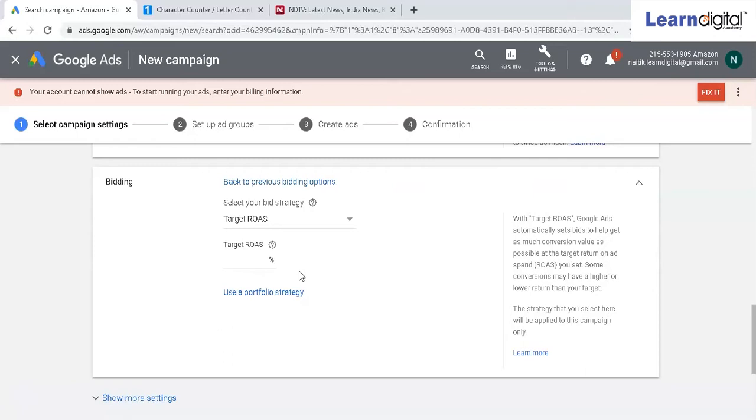In the same way, you have ROI, return on investment. So either you can go for ROAS or ROI. Now I'll talk about this ROAS in detail.